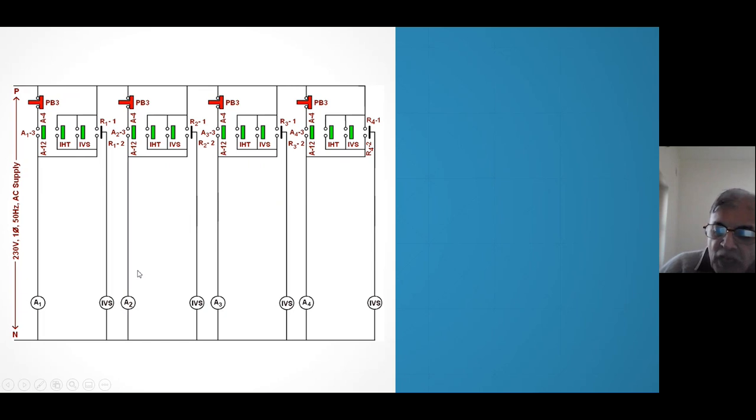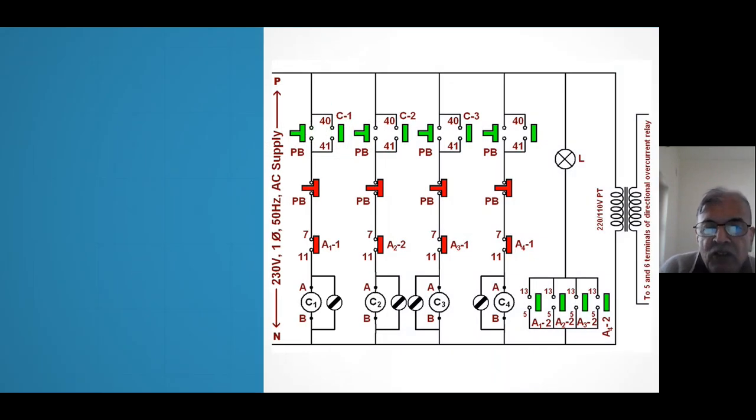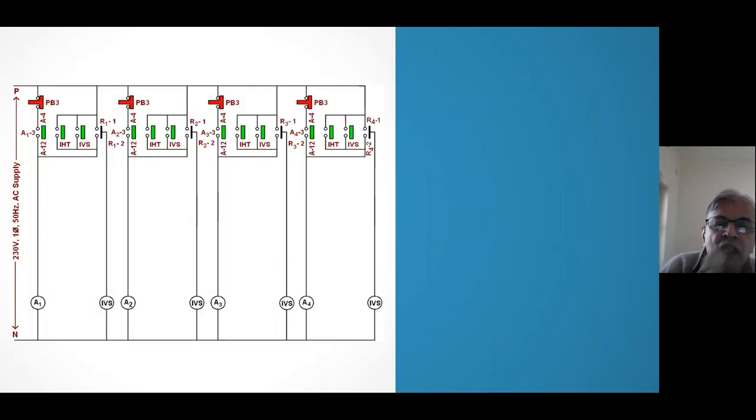A1 will operate. Because A1 operates, A1-1 will open out, and therefore C1 will open. Therefore, my fault is cleared. This is how automatic operation occurs, right? But once the fault is cleared, R1 is going to reset. And if R1 is going to reset, then there will be chattering. That should not happen. So what I am doing, I am using another contact A1-3 to hold on A1. And I can release A1 only through push button PB3. That is a must, right?